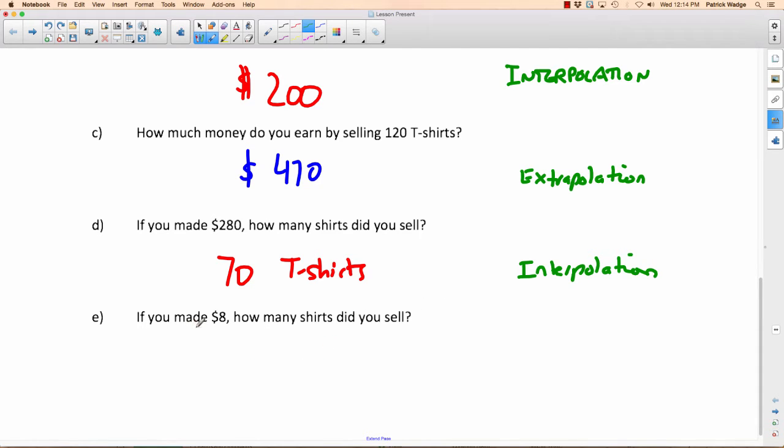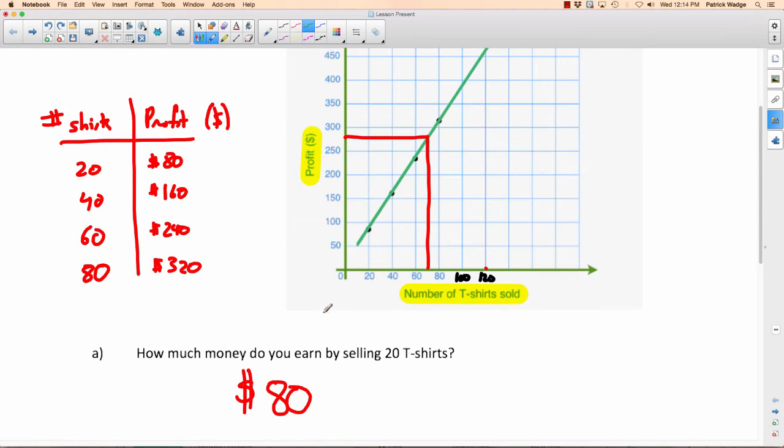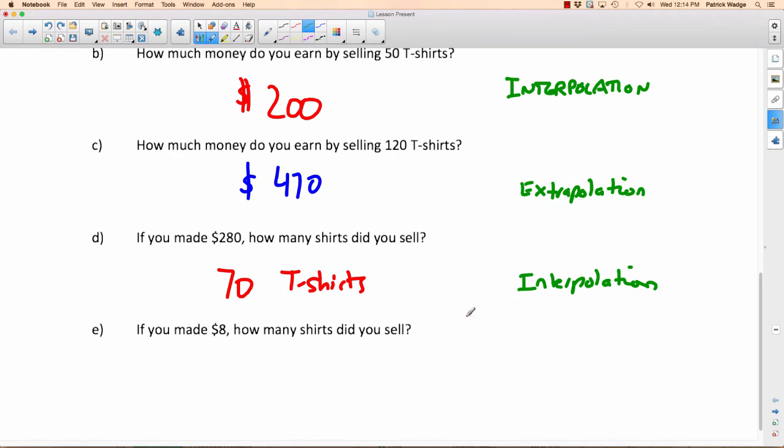Okay, if you made $8, that's pathetic. How many shirts did you sell? Well, $8 is where? Somewhere, here's 50, here's 25, 12 and a half, I don't know, it's right around there. So how many shirts is that? Well, that's beyond the range of our graph again, isn't it? This must be another example of extrapolation, because we're going to have to extend that graph a little bit.